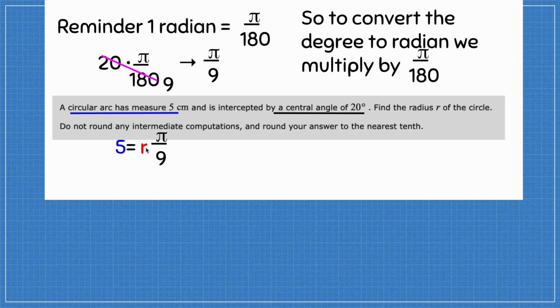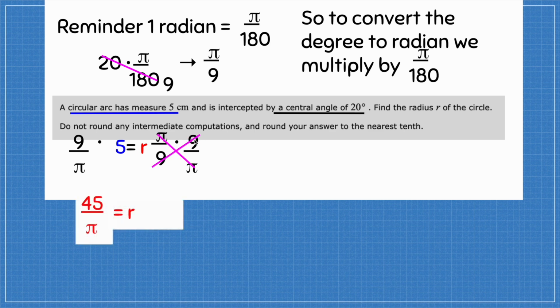So now I have 5 equals r times pi over 9. I'm going to multiply by the reciprocal here because that cancels out on this side. And I end up with 9 times 5, which is 45 over pi, which equals r. So that taken down to our decimal form because they want it to the nearest tenth. They don't want you to type it in with pi. So I'm going to go 45 divided by pi, which is 14.3 equals r.